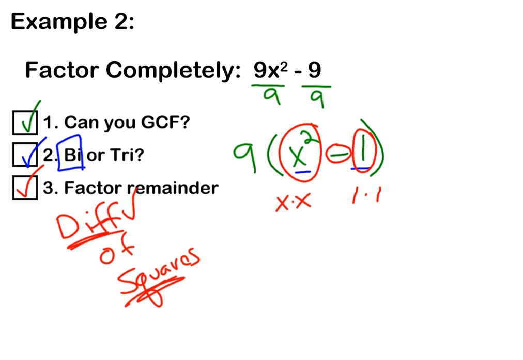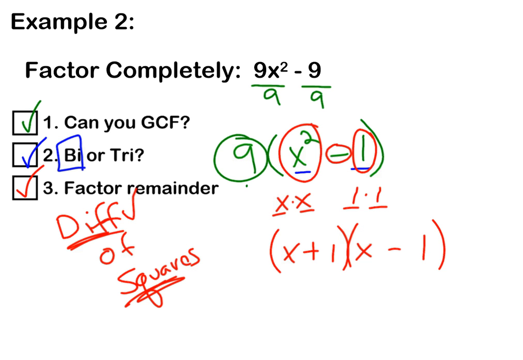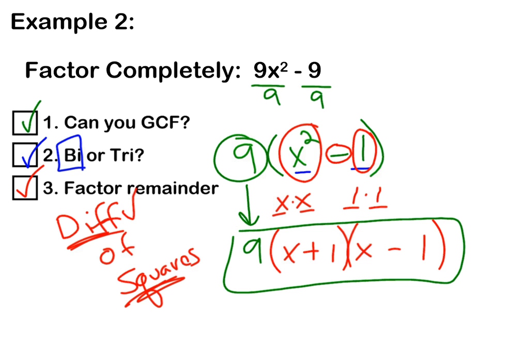So then I set up my parentheses. I put the first term in the front. I put the second term in the back, and I give them opposite signs. And of course, don't forget your original greatest common factor. There you have it, is my final answer for example 2.